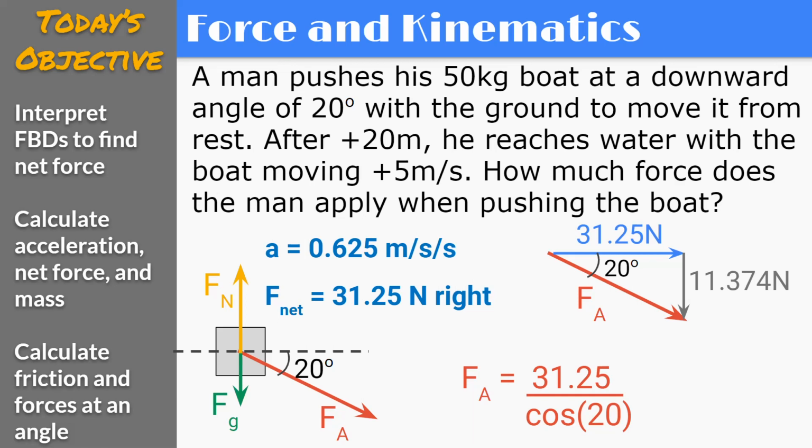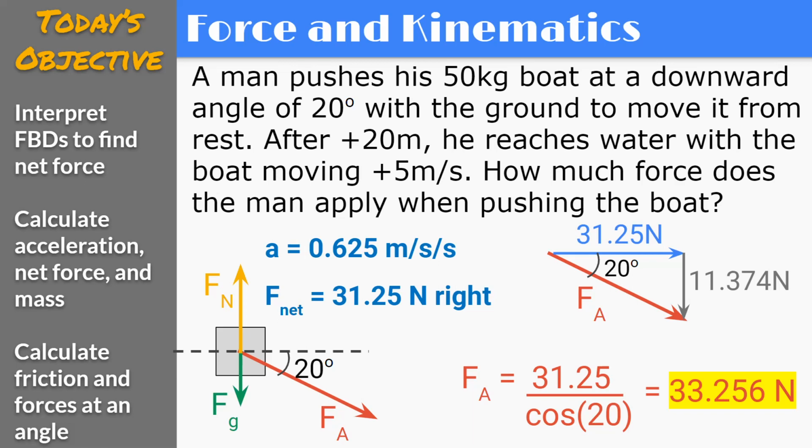I used cosine because, again, I have the adjacent side and I'm looking for the hypotenuse. I already rearranged it. And so F sub A, my hypotenuse, is equal to 31.25 divided by cosine 20, which gives me an answer of 33.256 newtons. That is the force the man applies. Only 31.25 newtons of it causes the acceleration. That's my net force. But the total force that he applied is the hypotenuse, the diagonal one.